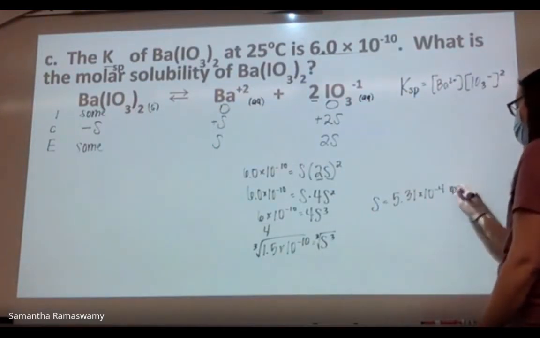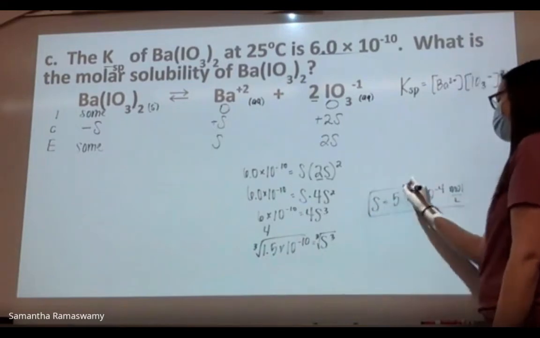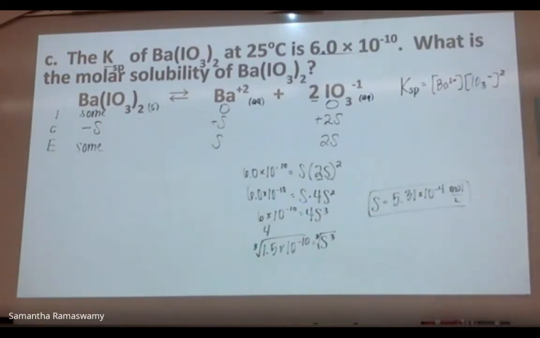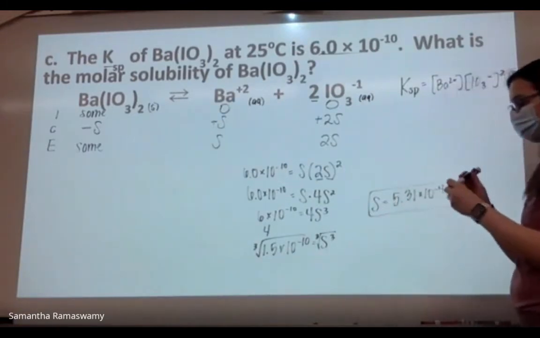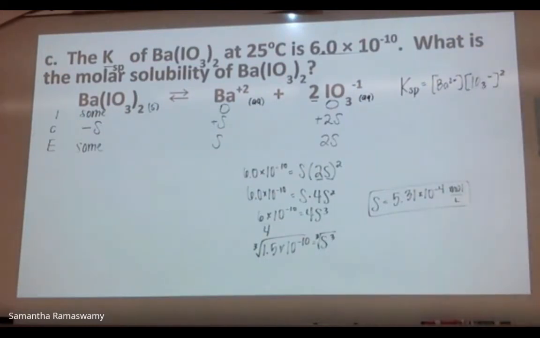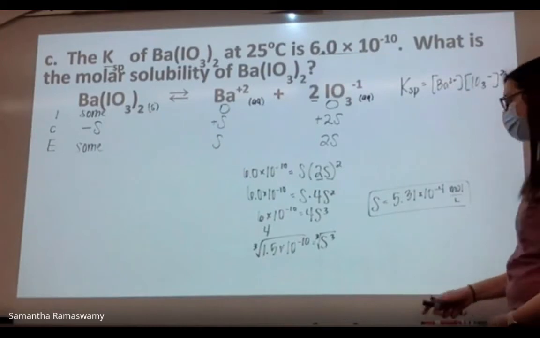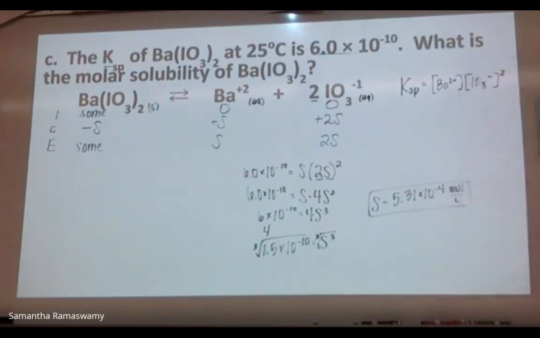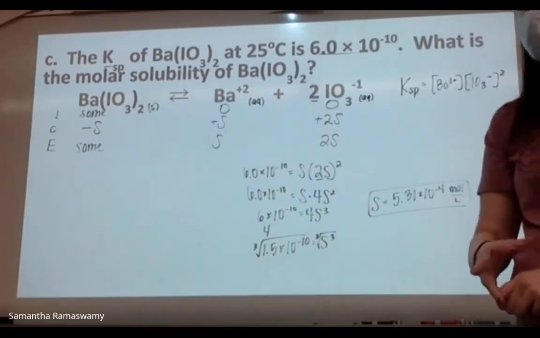This is how many moles per liter of solid dissolves. So if you're solving for solubility, the biggest thing is making sure that you can take the cubed root. Maybe the 4th root, but we usually just see the cubed root and the square root. Questions on number 1?